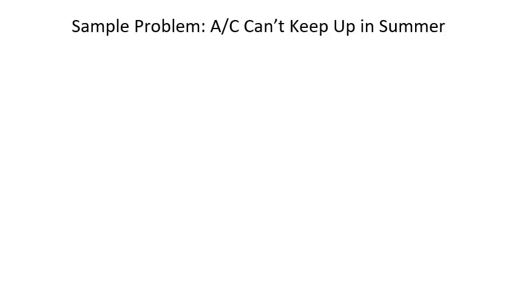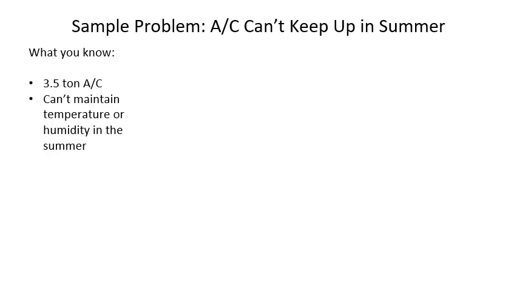So let's work a sample service call. On this call, our customer is complaining that their AC can't keep up in the summer. Let's see what we do know. Through the model number, we see it's a 3.5 ton AC. Our customer is complaining that it can't maintain temperature or humidity in the summer. And by visual inspection, we've determined that the filters, the blowers, and the coils are clean. So those cannot be a cause of the problem.